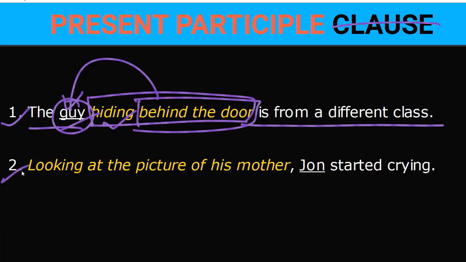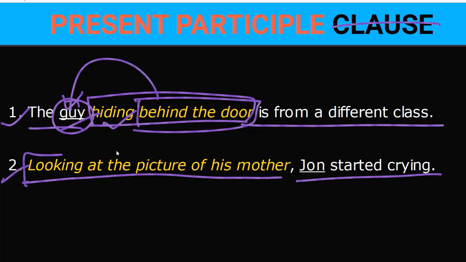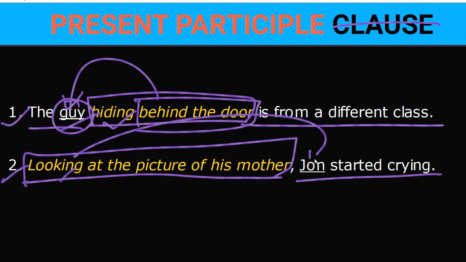Second example, looking at the picture of his mother, John started crying. So the main sentence is John started crying. Now, do we have a reason why he did that? Yes, we do. Looking at the picture of his mother. So John was looking at the picture of his mother, and that is why he started crying. Now, who is performing this action of looking? That is the subject, John. John was looking at the picture of his mother, which made him start crying, right?